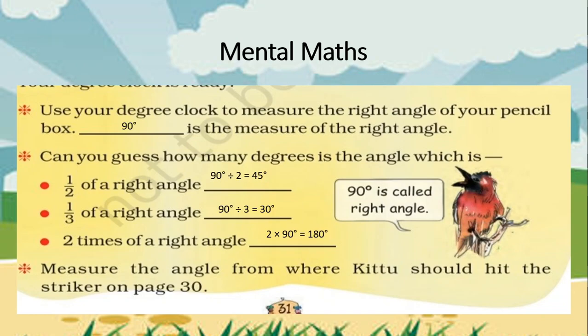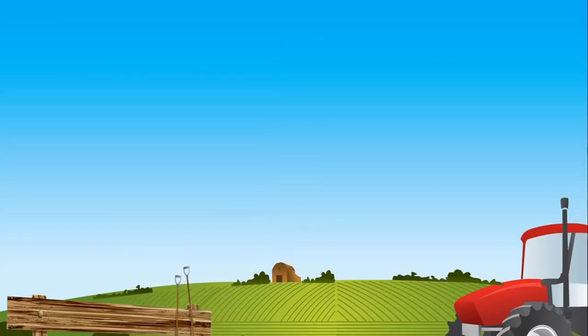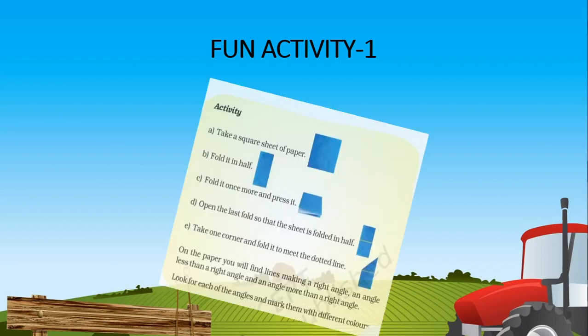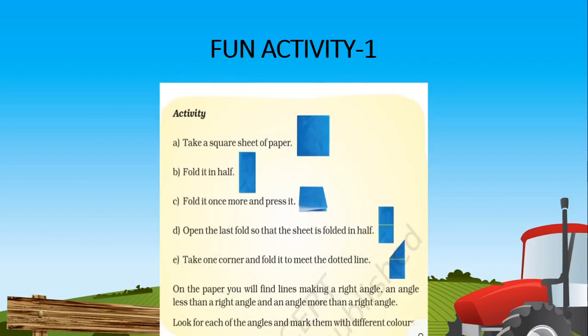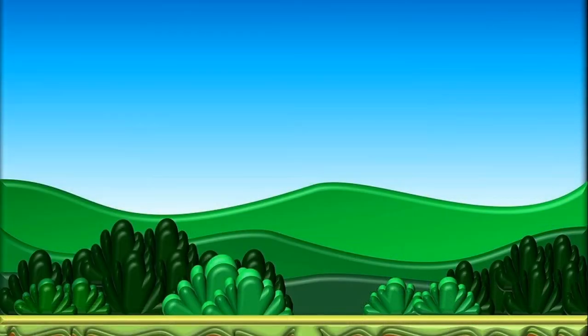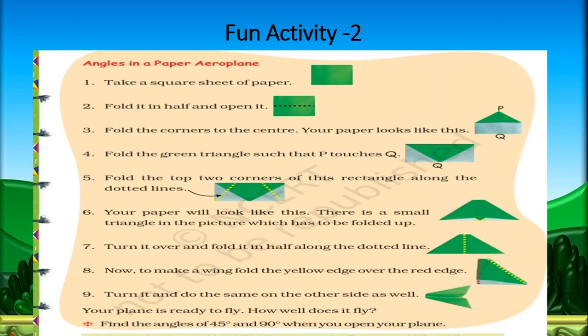Children, this is a fun activity which you can do at home. All the steps are clearly mentioned and you can do it easily at home. Try to make it yourself. The next one is again a fun activity for all of you, to make a paper aeroplane. I know all of you know how to make a paper aeroplane. You have to make an aeroplane and find the angles where 45 and 90 degrees are formed.